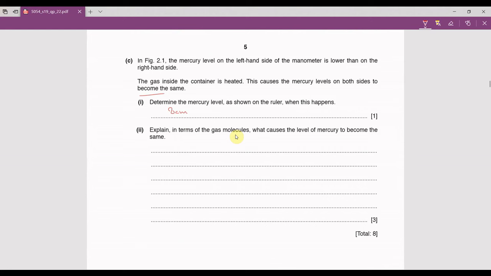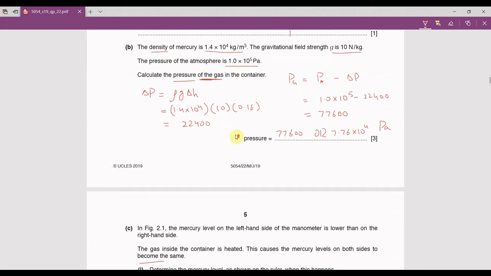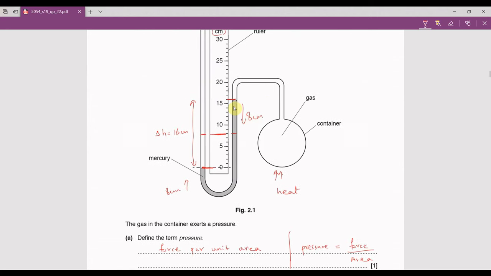Explain in terms of gas molecules. Again, now they want you to describe what is happening to the gas molecules in order to give your explanation. Read the question carefully. What causes the level of mercury to become the same? So basically they're asking you, why is the level dropping here and why is the level increasing here?